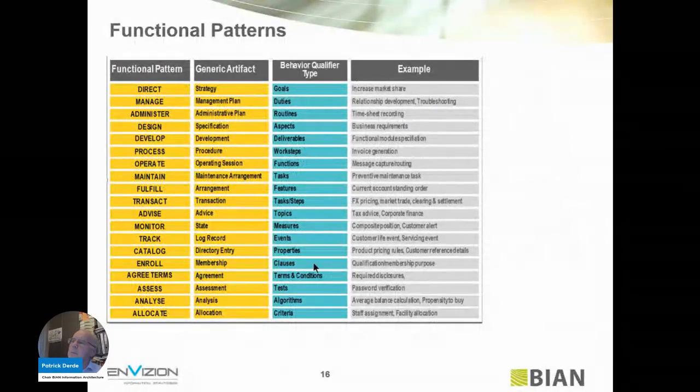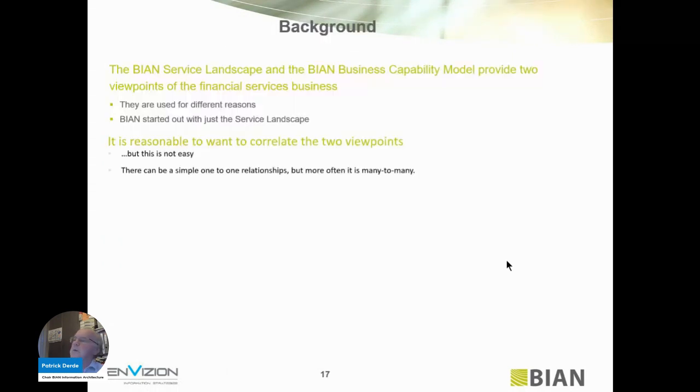And this doing something is also standardized. We call that functional patterns. When we do something, it can be that we are going to direct, or we are going to manage, or we're going to maintain, or we're going to fulfill something, or we're going to agree terms. Those are the mechanisms, the kind of mathematical mechanisms, that we are going to use to define these capabilities.